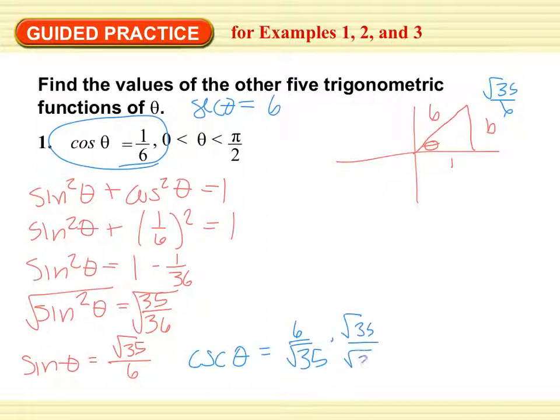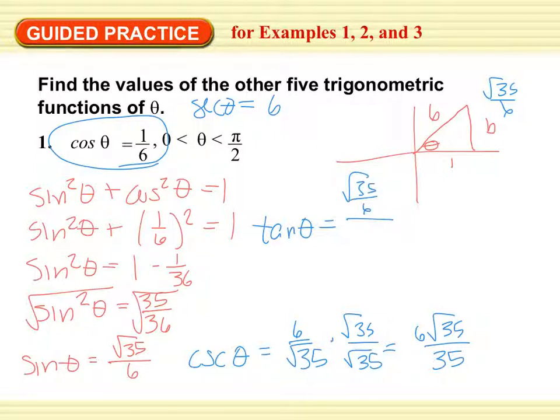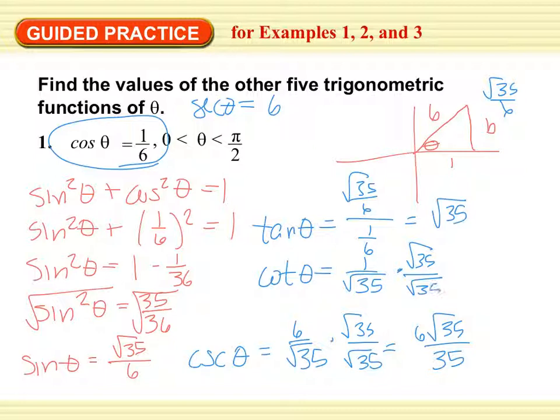Multiply by root 35 over root 35. I get 6 root 35. So that's cosecant. Tangent is going to be sine over cosine, and the 6's cancel, and I've got square root of 35. So cotangent is the reciprocal of that, 1 over square root of 35, which rationalizes to square root 35 over 35.